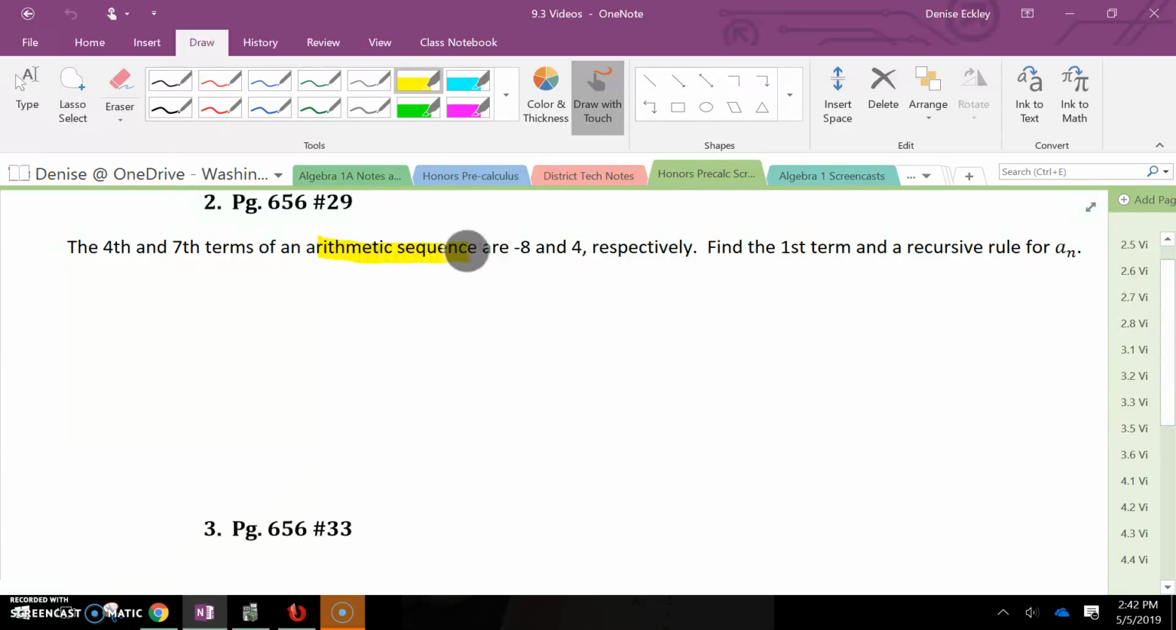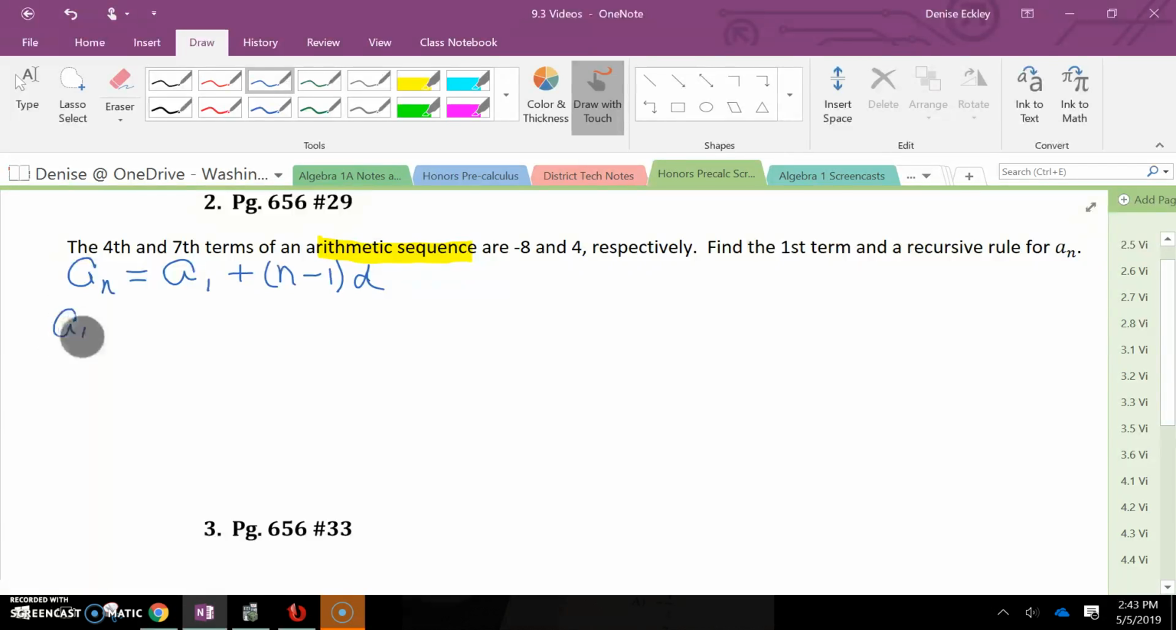And since it's arithmetic, we know that we are going to be using the general rule of a sub n equals the first term plus n minus 1 times d. Now I'm using the explicit rule because it does include the first term in the formula. So I'm going to set it up for both the fourth and the seventh term, and then I have a system of equations to solve.